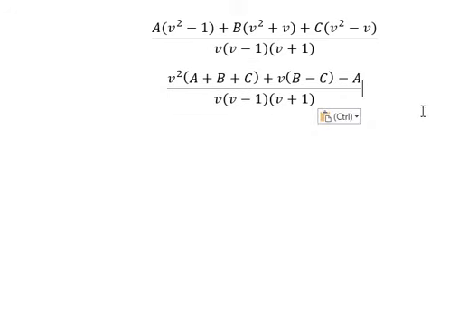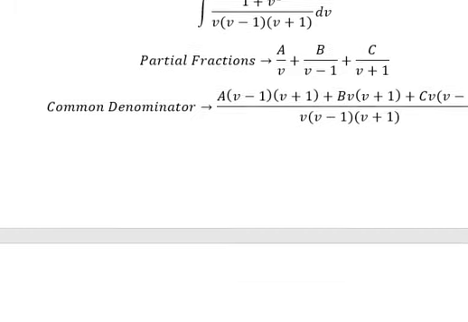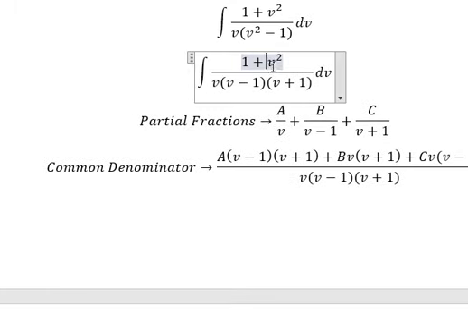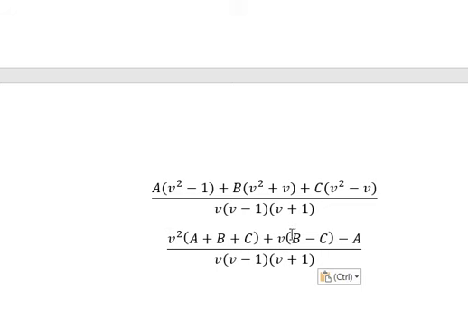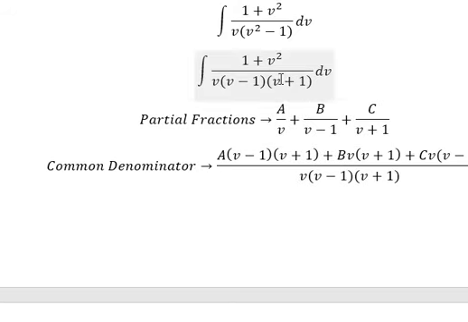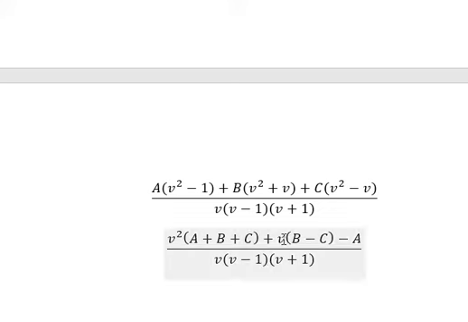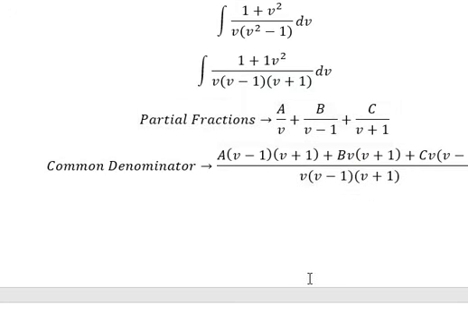Now, we need to compare coefficients. So we have v squared. So that means this one equals 1 because the coefficient of v squared equals 1. We don't have v, so B minus C equals 0. And the last one equals positive 1.